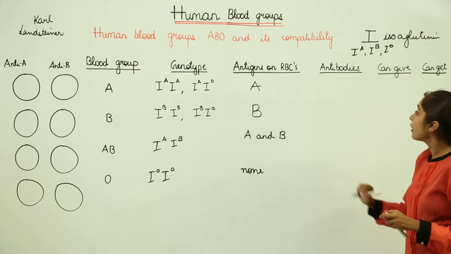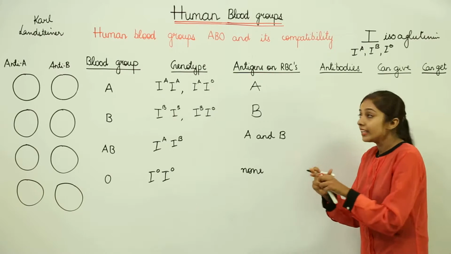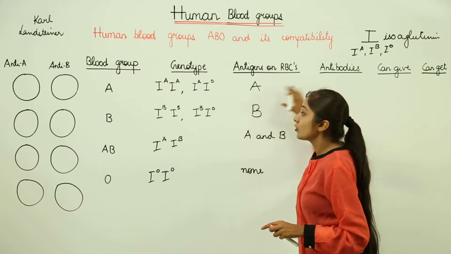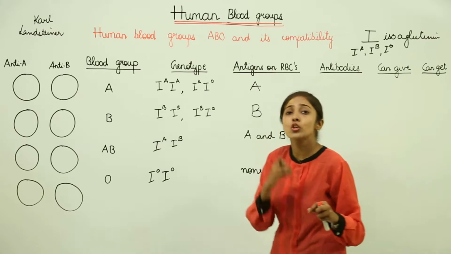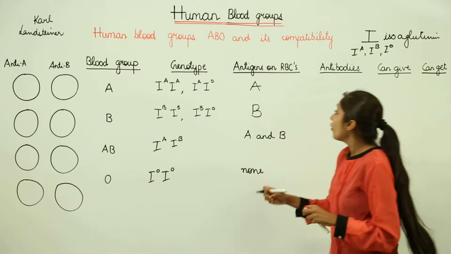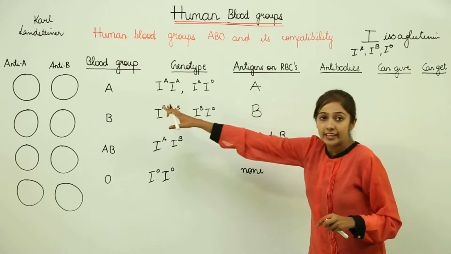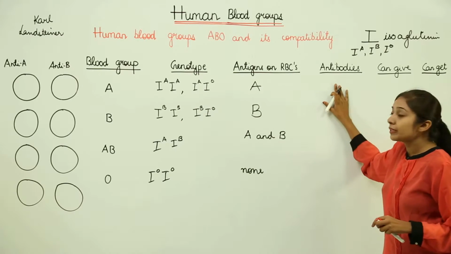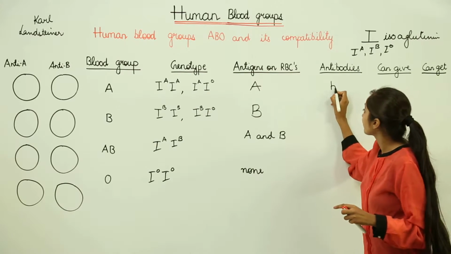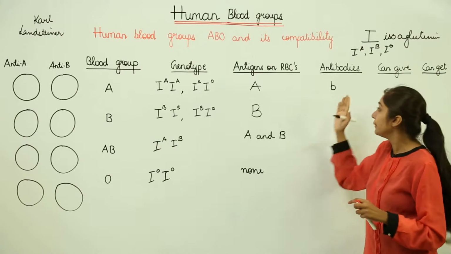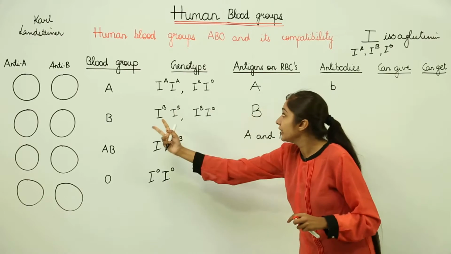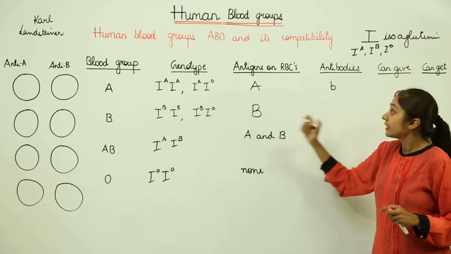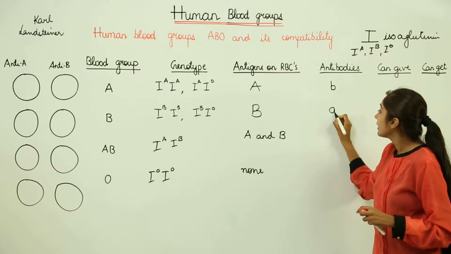Now if we talk about antibodies, then the opposite of this you will have to write here, and you will just use lowercase letters in this case. So if we talk about blood group A, the antigen is A, and the antibody produced will be b. And if we talk about blood group B, the antigen is B, then the antibody produced will be a.